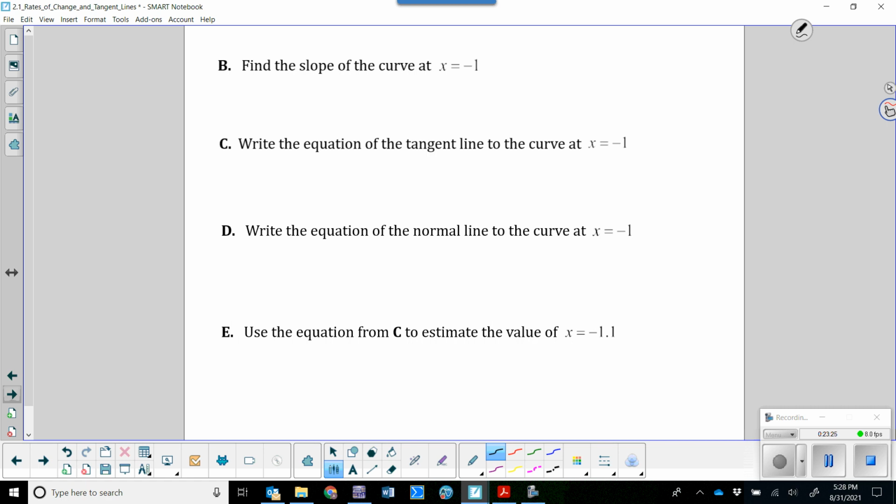B says find the slope of the curve at x equals negative 1. Well, that means the slope at negative 1 is going to be simply plug negative 1 in. So it was negative 1 over negative 1 plus 3, whole thing squared. So that's going to be negative 1/4. So that's the slope. So now if I want to write the equation of the tangent line, I'm almost there, but I've got to find the y value to go with x equals negative 1.